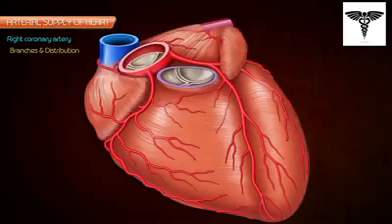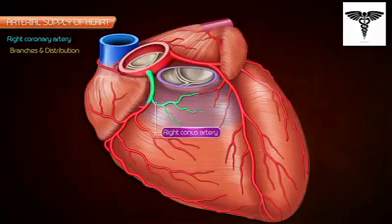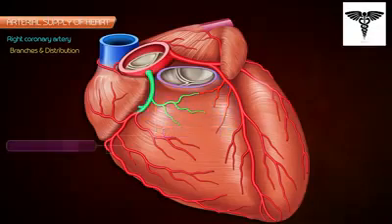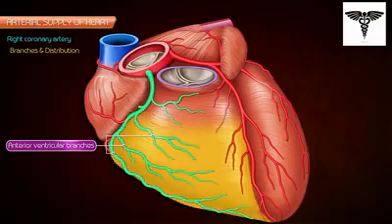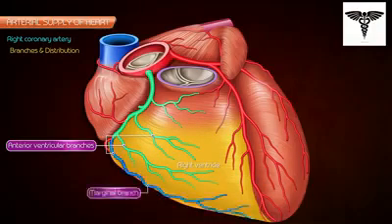Branches and distribution. Right conus artery. It supplies the anterior surface of the pulmonary conus. Anterior ventricular branches. They are 2 or 3 and supply the anterior surface of the right ventricle. The marginal branch is the largest and runs along the lower margin of the sternocostal surface to reach the apex.